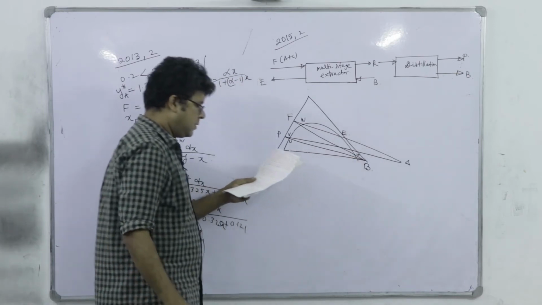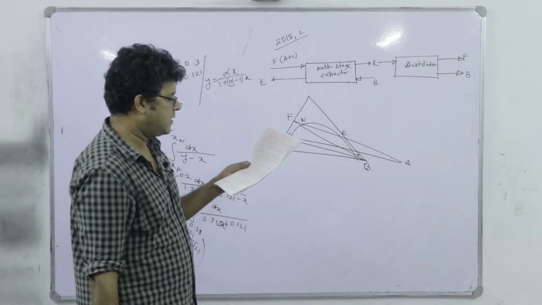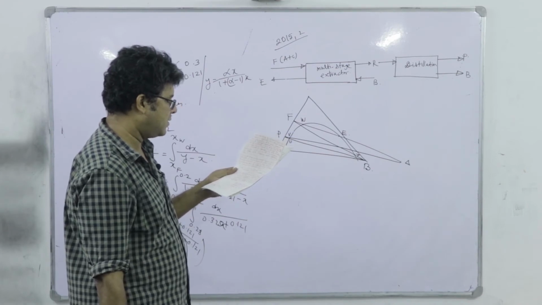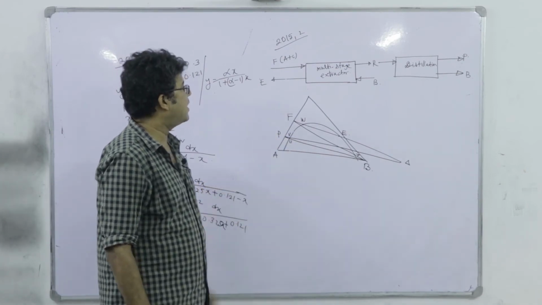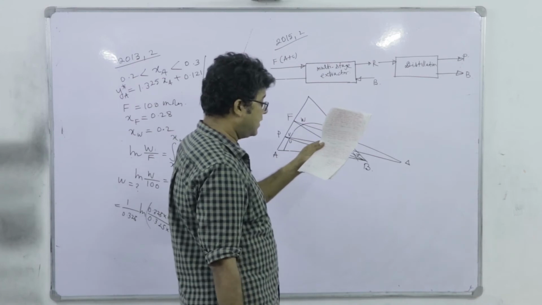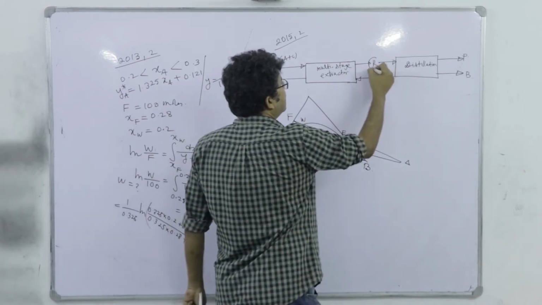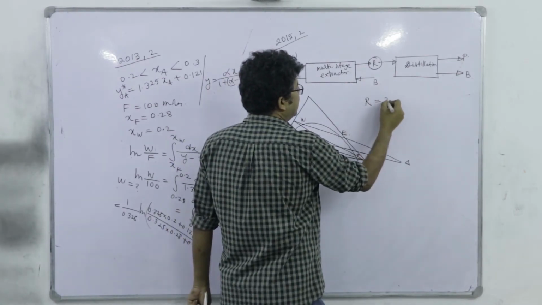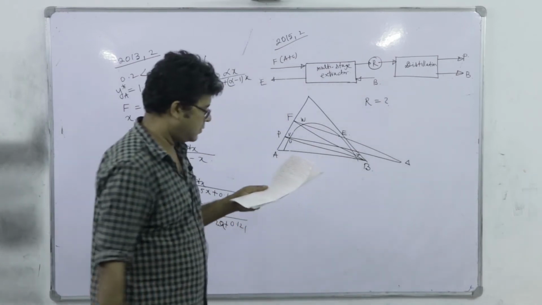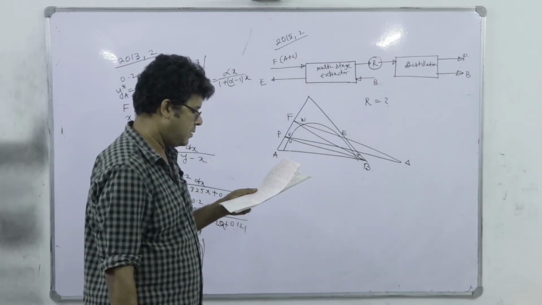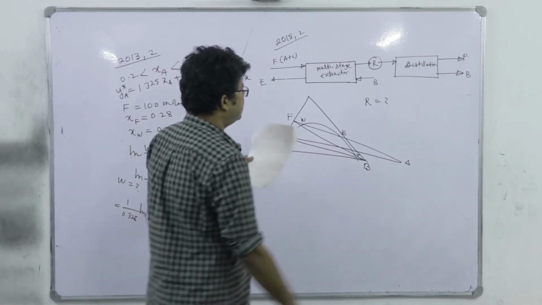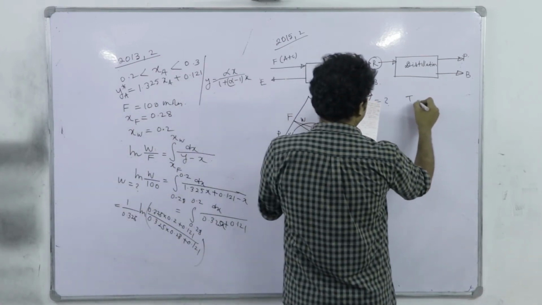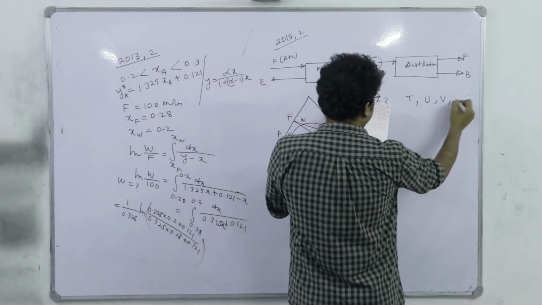So what is the question? The raffinate coming out from the extractor is represented in the diagram. The raffinate coming out from the extractor, this R, is which one? From the diagram, and the options are T, U, V and W.